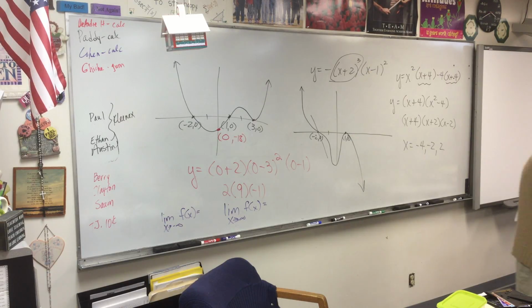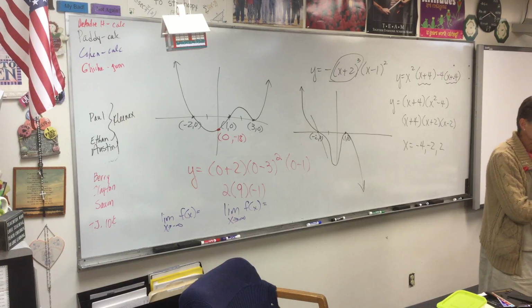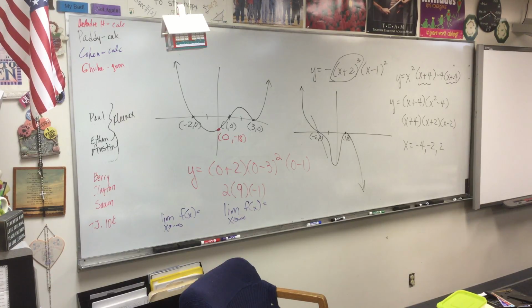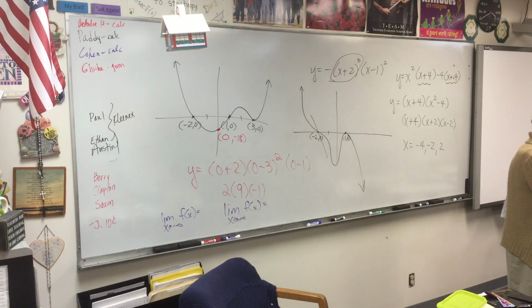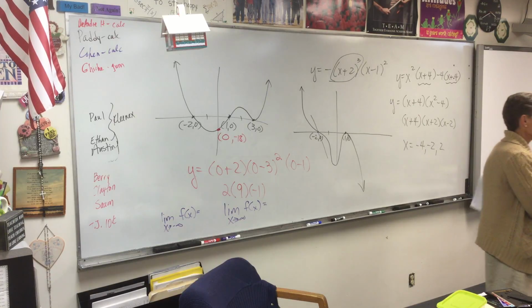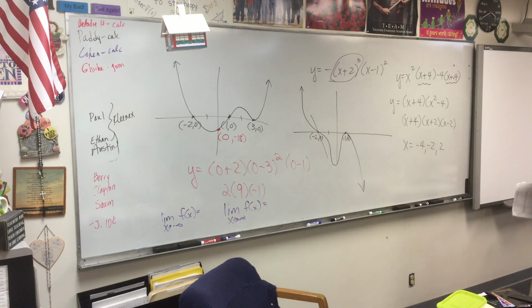H, not allowed. Any idea why? There's a variable under the radical. Now, please don't say there's a radical, because that's not the reason. There's a radical in number F, and it's okay. The reason H is not okay is there's a variable under the radical. If you're going to be a polynomial function, you can't have a negative exponent, you can't have a fractional exponent, you can't have a variable in the denominator, and you can't have a variable under the radical.